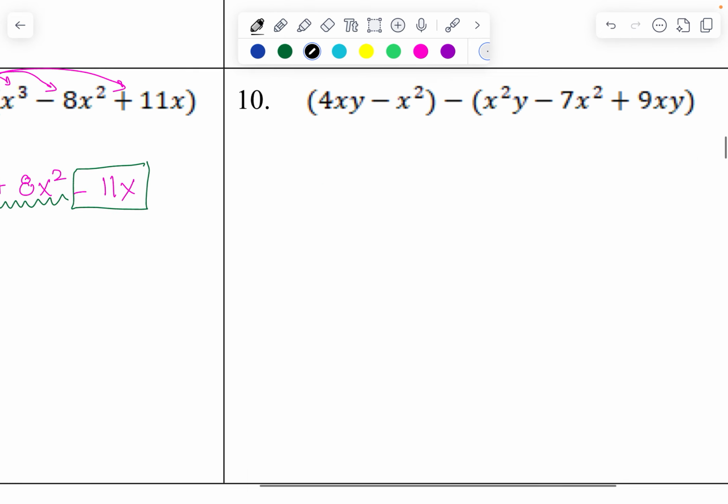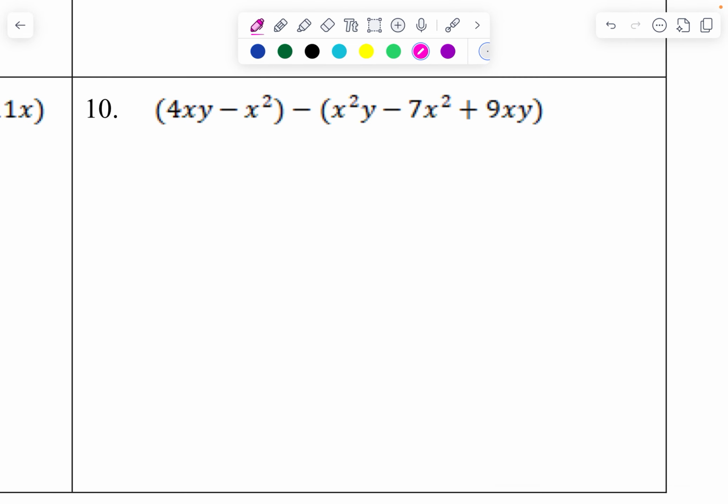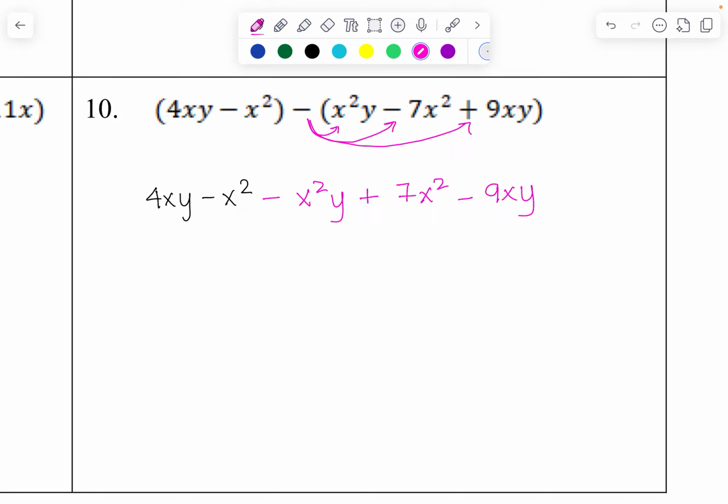Take a look at number 10. Again, apply the distributive property. These are negative turning to a positive, and a negative times a positive is a negative, all right? Bring down your 4xy minus x squared. When you distribute, you get a negative x squared times y plus 7x squared minus 9xy. Okay, combine like terms and put it in standard form at the same time.